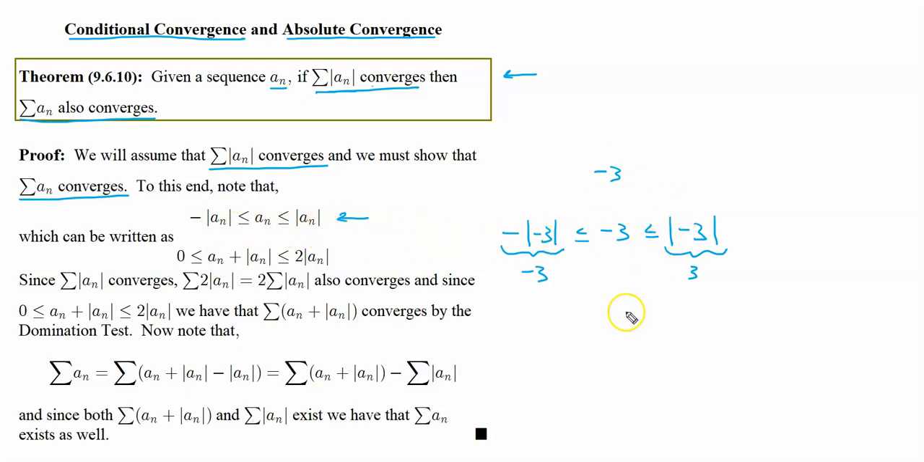On the other hand, if you have +3, this will still hold. For example, +3 is bigger than or equal to negative the absolute value of 3, because that is -3. And it's also less than or equal to the absolute value of itself, which is just 3. Okay, so you see this holds as well. So most certainly this is true.